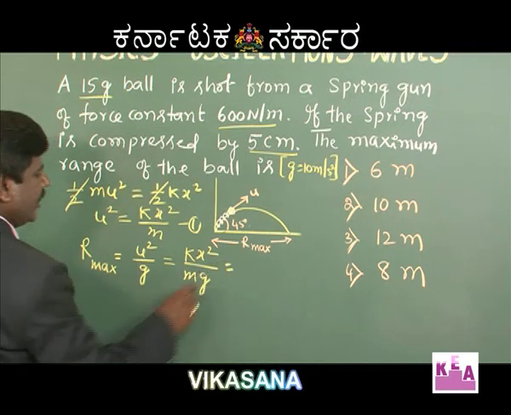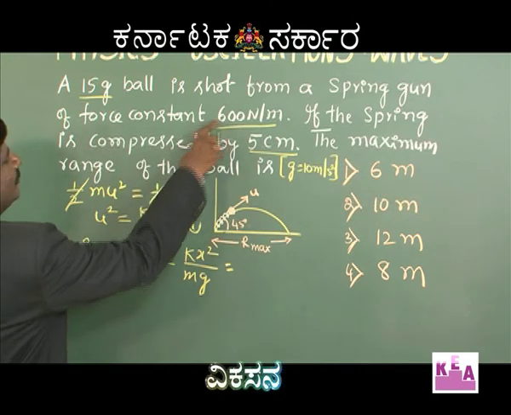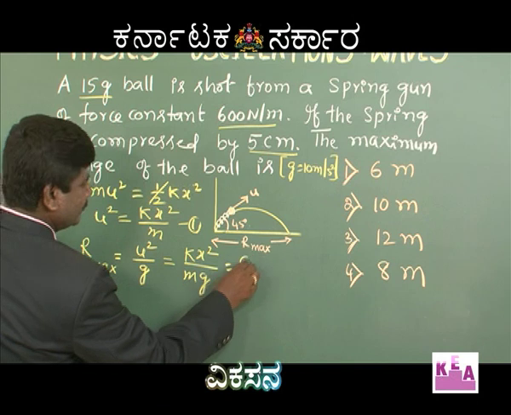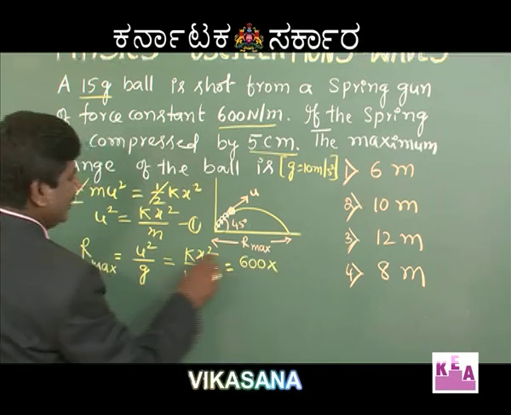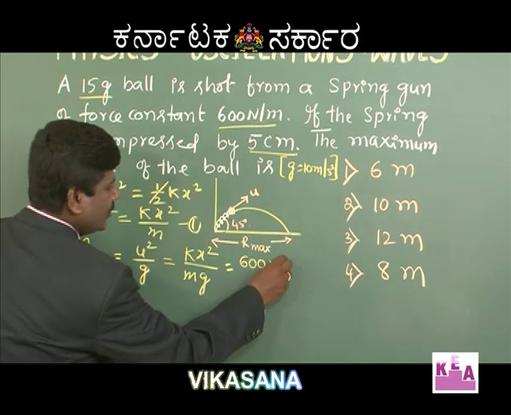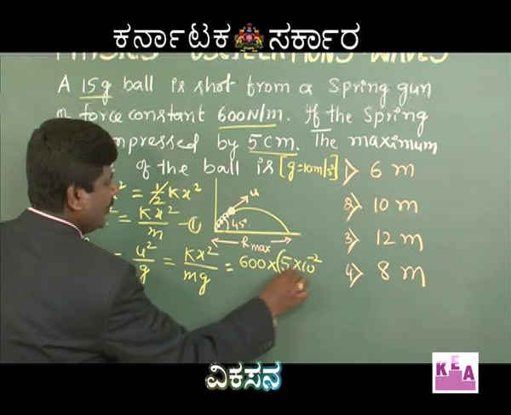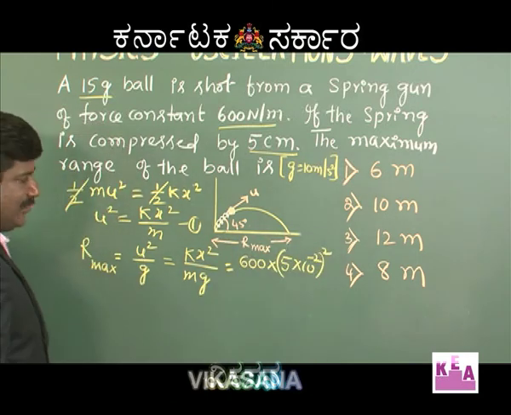Now substitute all the values we know. The spring constant is given as 600 Newton per meter multiplied by x. x is given as 5 centimeter. If we convert centimeter to meter, we get 10 to the power of minus 2. x square, you call it the whole square.